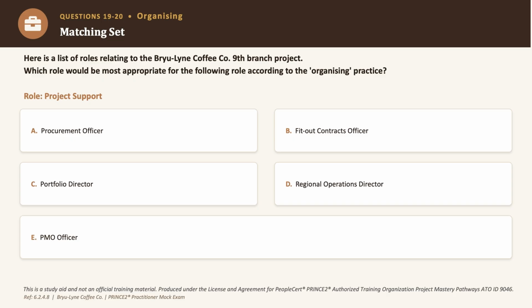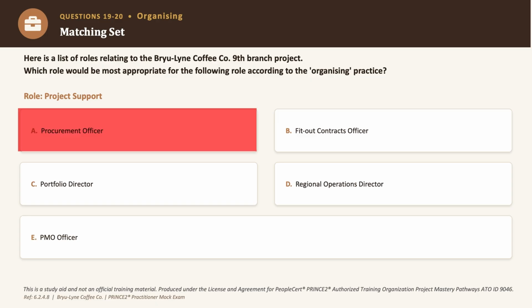Right, so the next question, and here is a list of roles relating to the Brewine Coffee Company 9th branch project, and the role in question is project support. So let's look at the answer choices one by one. Option A says the procurement officer because they handle supplier contracts. Now that's too specific for a commercial function, not the broad administrative backbone the project really needs, right? So an incorrect answer choice.